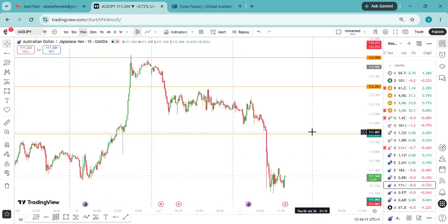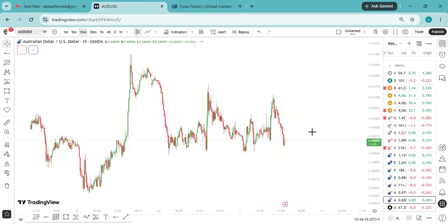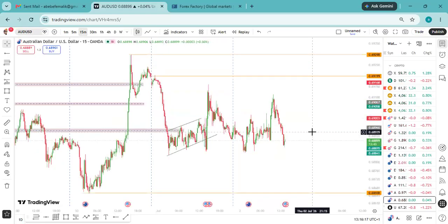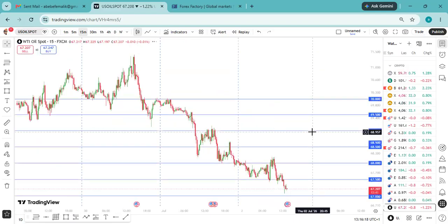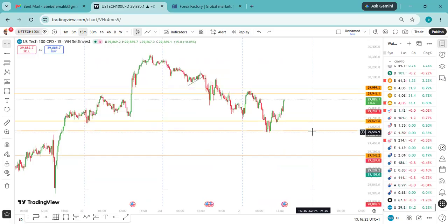AUD JPY, yeah, looking for a buy. AUD CAD, we're looking for buys. AUD USD, we're looking for buys. US oil is still selling. US tech, yeah, US tech is way different.